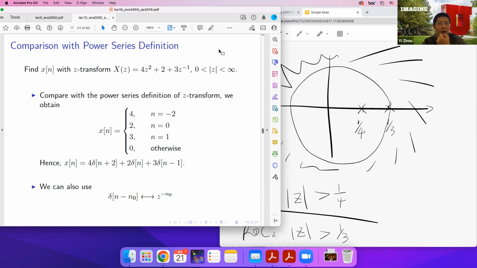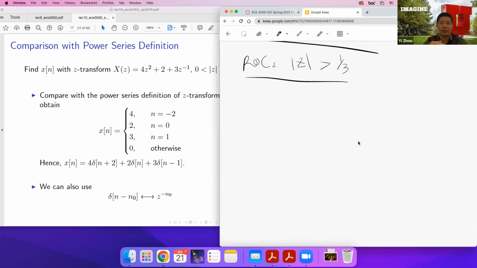We want to find out the inverse. Because the Z transform is given in a power series form. Like this is the second order term, Z to the power of 2. This is Z to the power of 0, and this one is Z to the power of -1. So this already fits into the definition of Z transform. So we just compare this with the definition of Z transform.